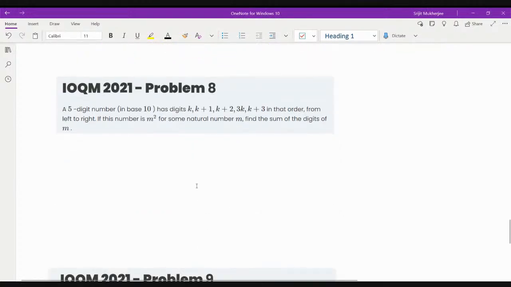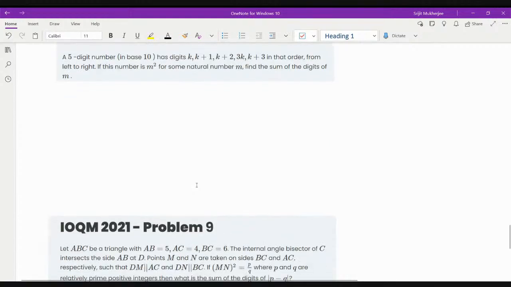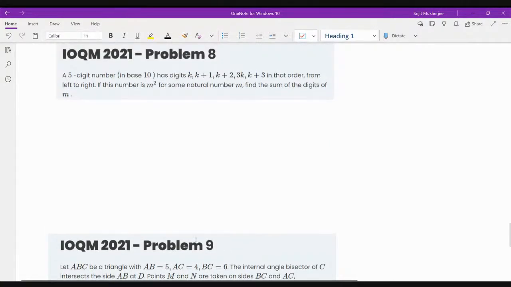A 5-digit number in base 10 has digits k, k plus 1, k plus 2, 3k, and k plus 3 in that order. I hope you understand the problem. So let's do this.